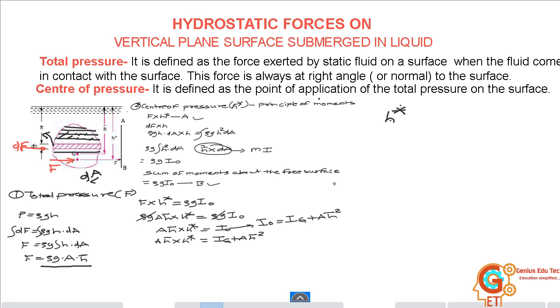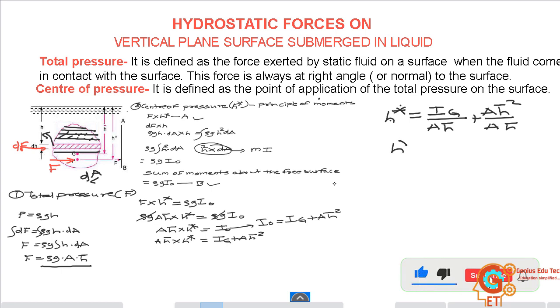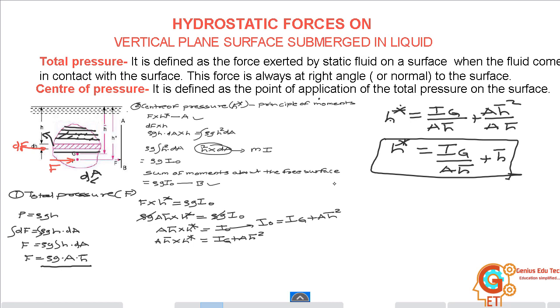So we get H star is equal to Ig upon A H bar plus A H bar square upon A H bar. So we get H star is equal to Ig upon A H bar plus H bar, which is the required expression for the location of center of pressure for a vertical plane surface submerged in liquid.